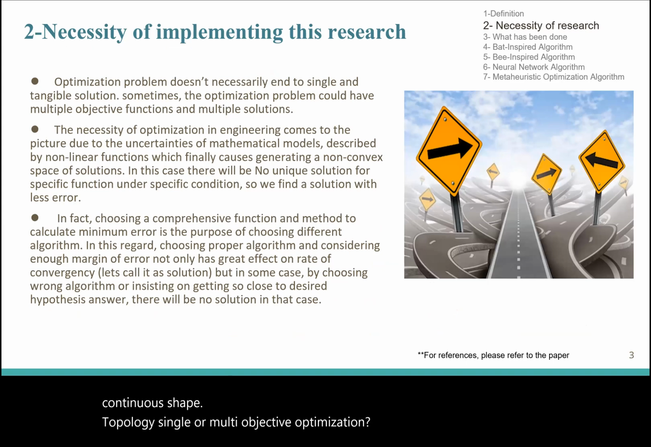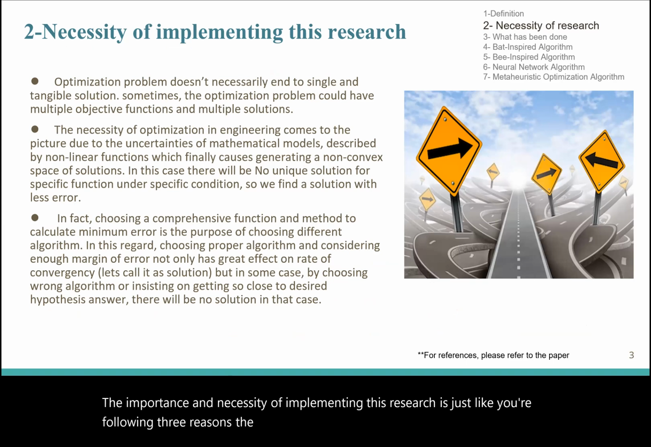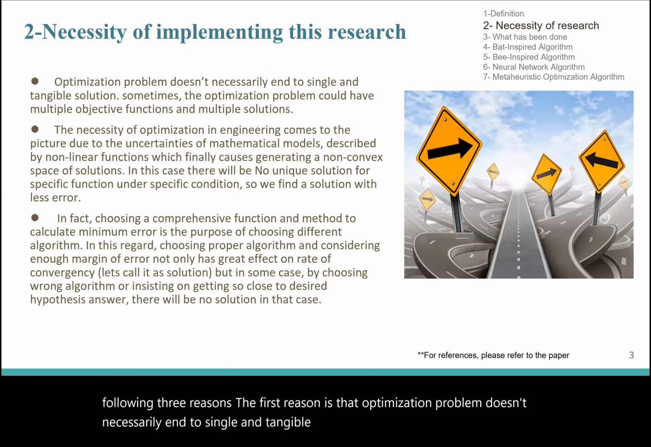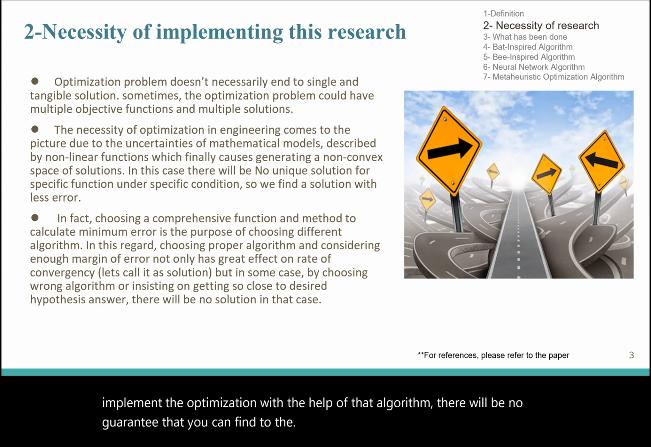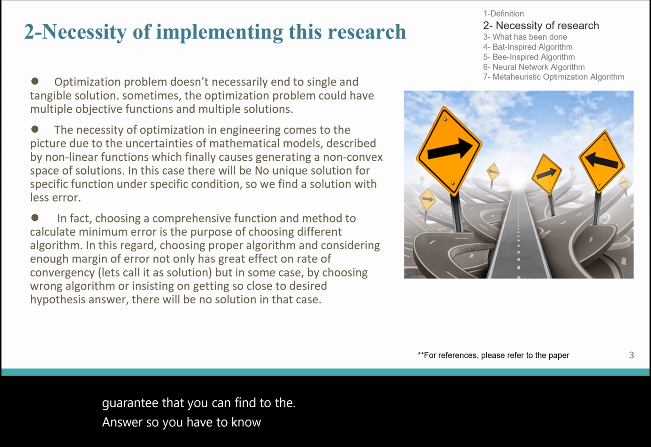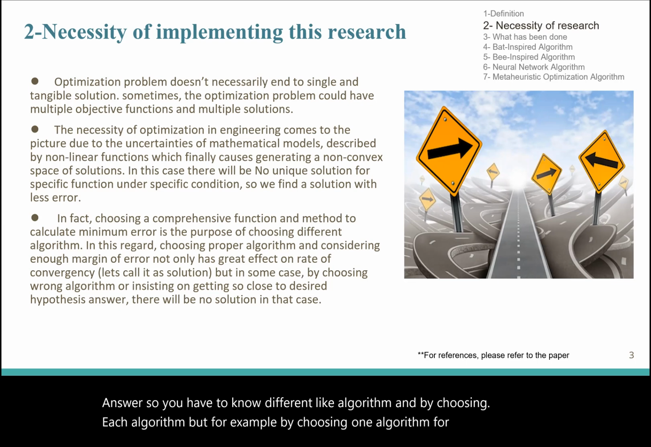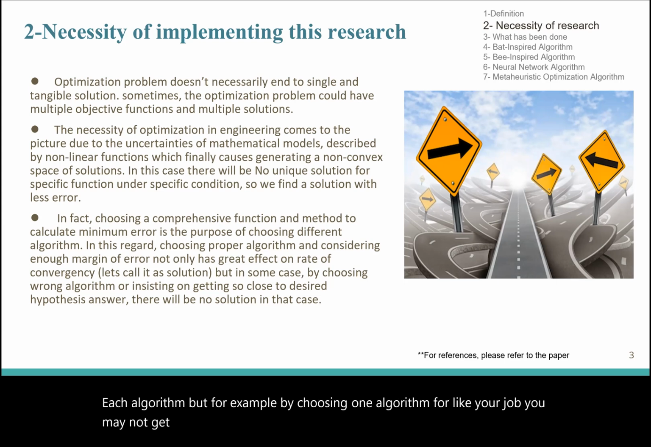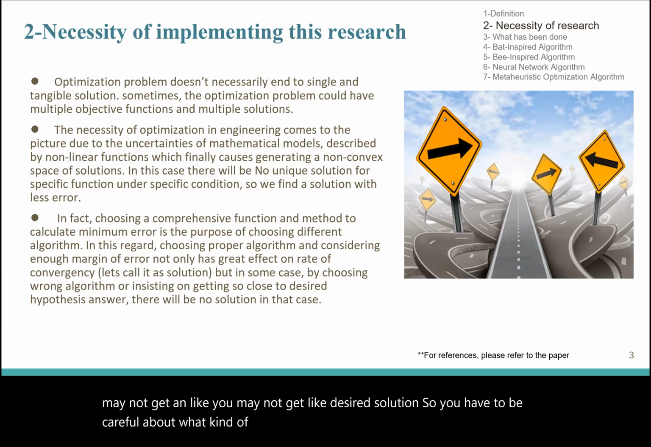The importance and necessity of implementing this research comes down to the following three reasons. The first reason is that an optimization problem doesn't necessarily end in a single and tangible solution. If you implement the optimization with the help of an algorithm, there is no guarantee that you can find the answer. So you have to know different algorithms, because by choosing one algorithm for your job, you may not get the desired solution. You have to be careful about what kind of algorithm you use, since not all algorithms work in any job.